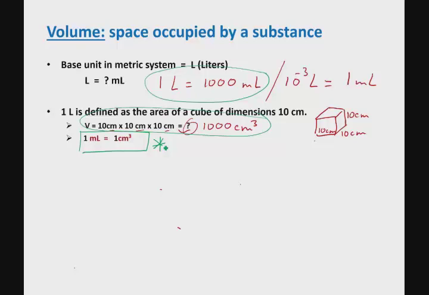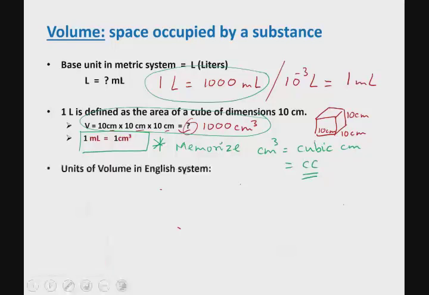Now this is an equation that you must memorize. You must always know that 1 ml equals 1 cc. By the way, centimeter cube is also sometimes called cubic centimeter. It is also commonly referred to as cc. Okay. In the English system, the common units of volume measurement, of course, are quarts and gallons. Once again, please don't memorize these equations. These will be given to you as long as you know the metric equations.